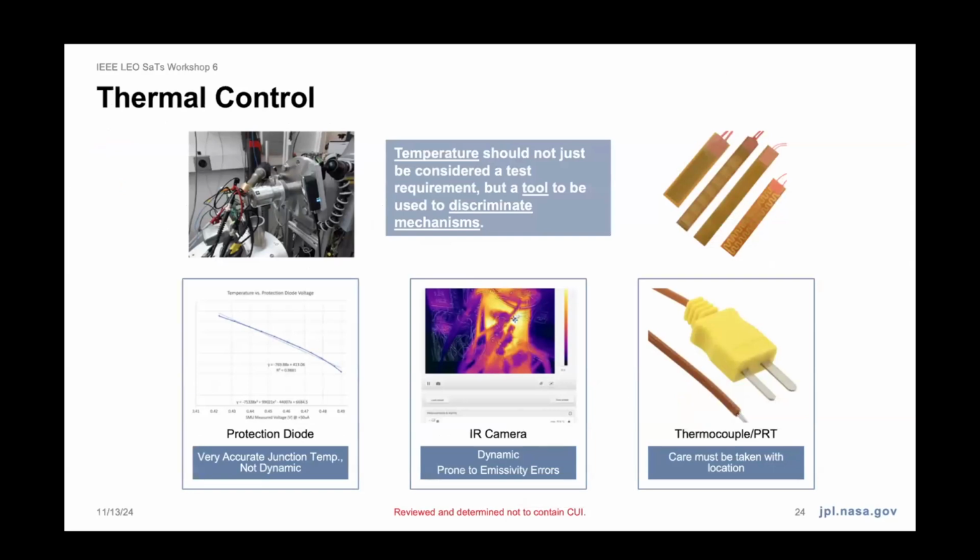Thermal control. Typically when we're testing, we need to control temperature and we need to measure temperature, right? Sometimes we want things to be hot, sometimes we're trying to keep them cool. There are many ways to do this. Again, there's no one right way, but the important thing is to understand the uncertainty and what it means to your program requirements. Most devices have ESD protection diodes. You can use that. You can calibrate that to get die temperature. You can use an IR camera.